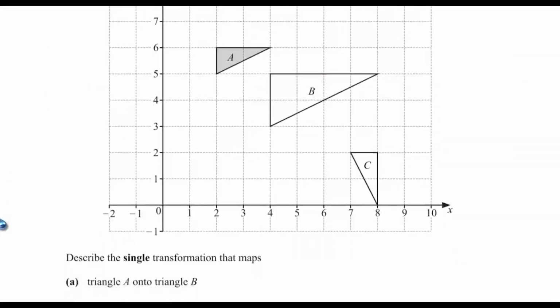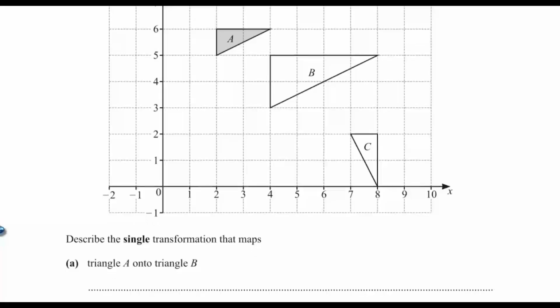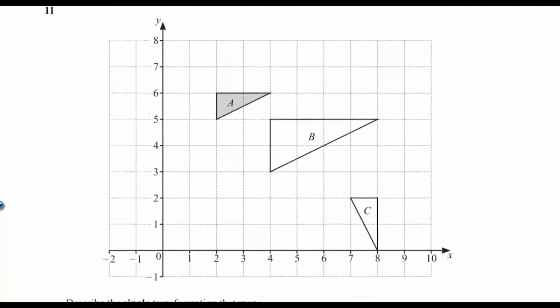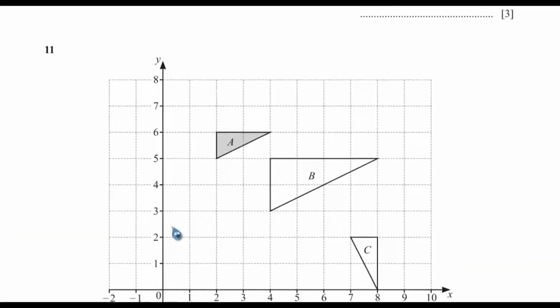Describe the single transformation that maps triangle A onto triangle B. So this is triangle A, this is triangle B. Of course, it is clear that this is enlargement. Okay, so that's the name of the transformation. And if you look at it, the scale factor will be times 2. Because if this is 1, then 2 times 1 will give you 2. So if this is 2, then 2 times 2 will give you 4.